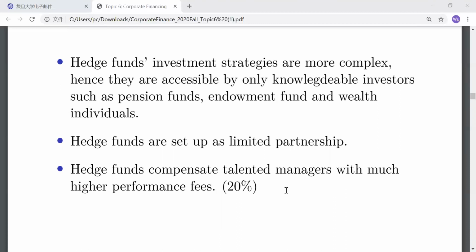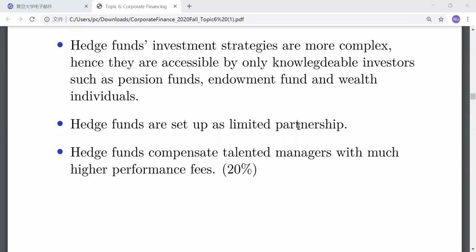And in order to compensate those talented managers that deliver a superior return, hedge fund managers receive a higher performance fee, like 20%. So hedge funds are set up as a limited partnership.